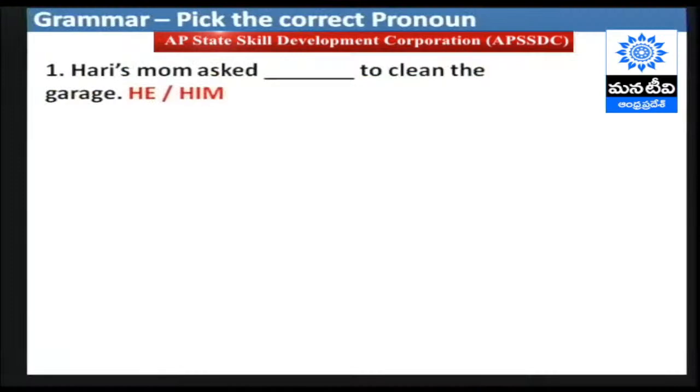So let's look at some quick tests to understand how to use it. The first question: Hari's mom asked ___ to clean the garage. So Hari's mom asked he to clean the garage, or him? So obviously the correct answer is him. Hari's mom asked him to clean the garage.